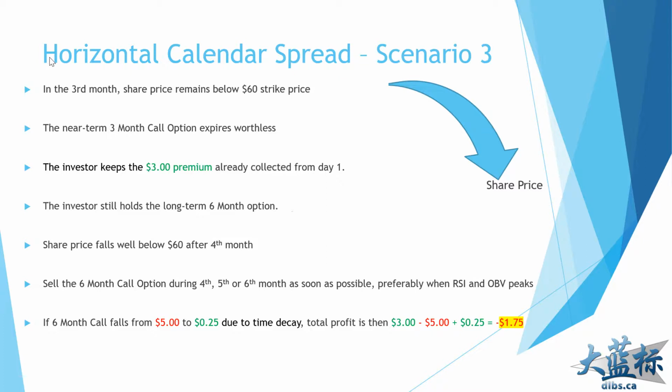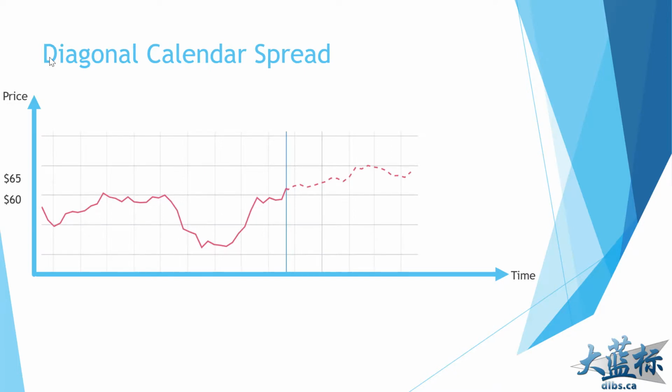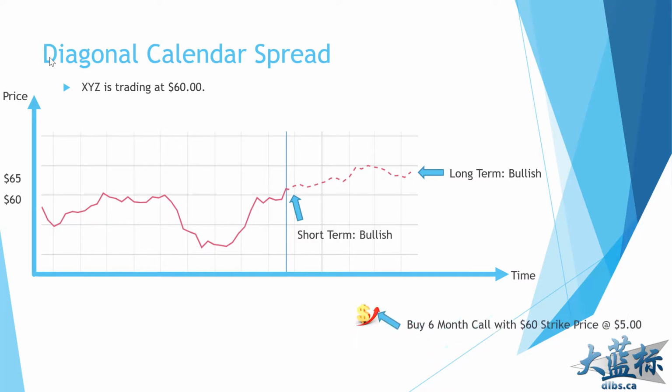The second type that we will teach you today is called the diagonal calendar spread. And if you look at the chart, again, XYZ is trading at $60, but this time my short-term technical analysis suggests it's a little bit bullish. It's not going to be flat or going down in the short term. The long term still looks rosy as well.